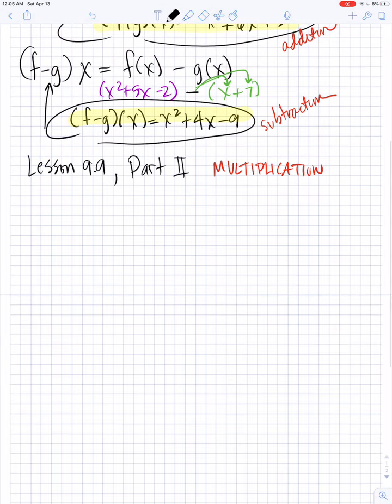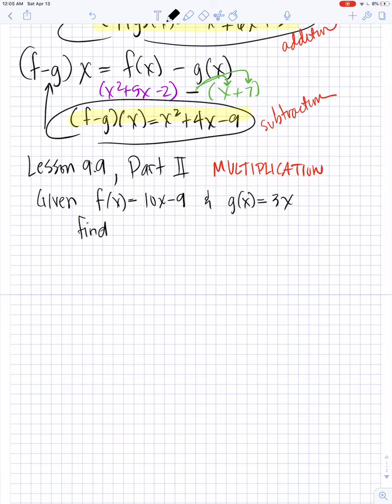I could be given a function here. I could be given f of x equals 10x minus 9, and I could be given that g of x is equal to 3x. Well, I could be asked to find f times g of x.